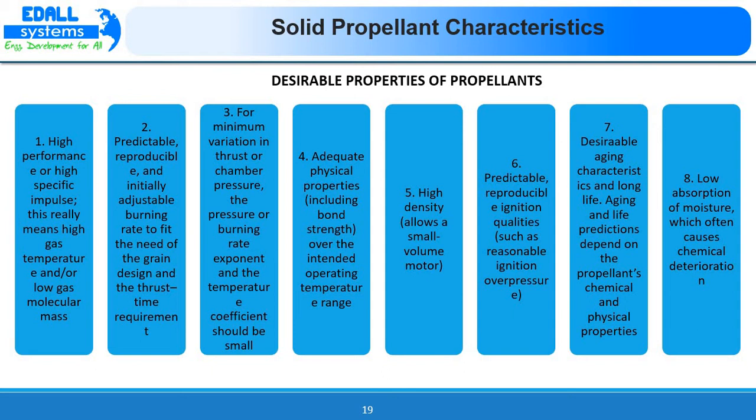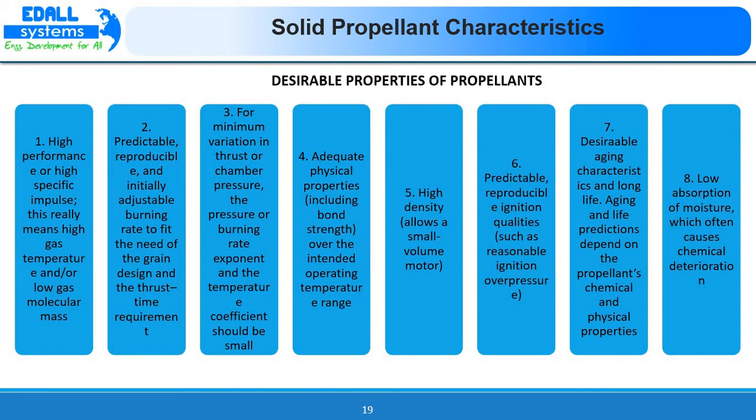Then predictable, reproducible and initially adjustable burning rate to fit the need of the grain design and the thrust time requirement. It should be predictable and reproducible for the ignition process and should adjust the burning rate to fit the need of the grain design at the initial part.